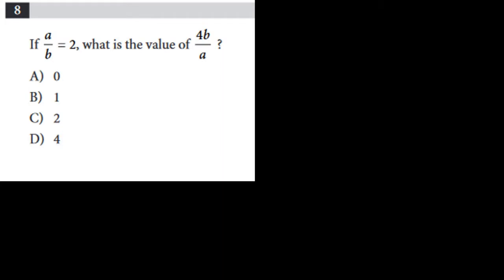So let's look at this first example. It says a divided by b equals 2. From here, I'm just going to make up a number. I'm going to make a equals 4, and I'm going to make b equals 2, because 4 divided by 2 equals 2, so I know that works.